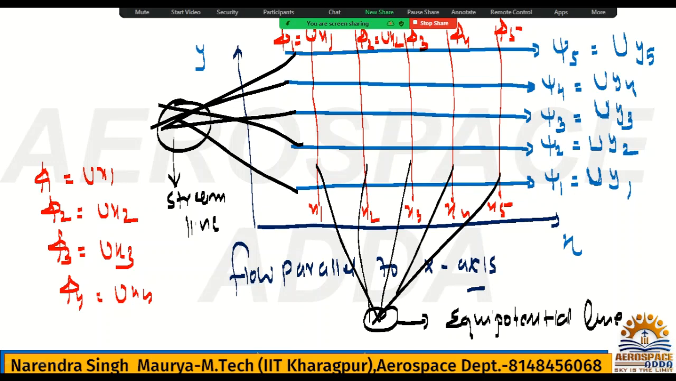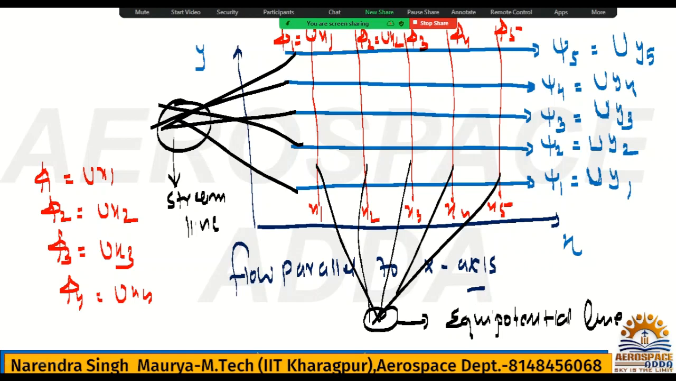Equipotential line. So I think now it is very clear to you, if it is parallel to x-axis, how to draw the streamline and potential line, right? Similarly, you can do it for the parallel to y-axis. Now, parallel to y-axis, you can draw by your own, just like I explained parallel to x-axis. So similarly, you can do parallel to y-axis also.